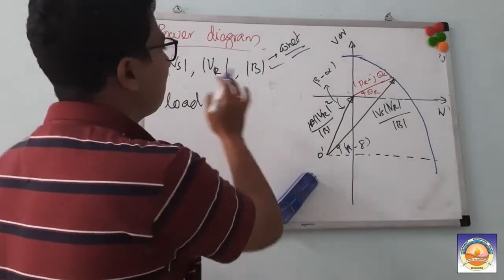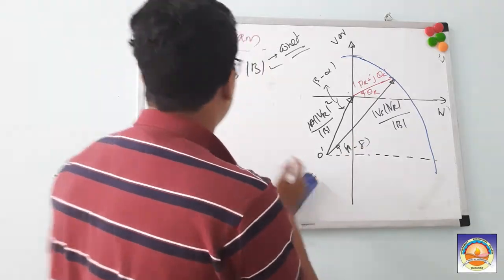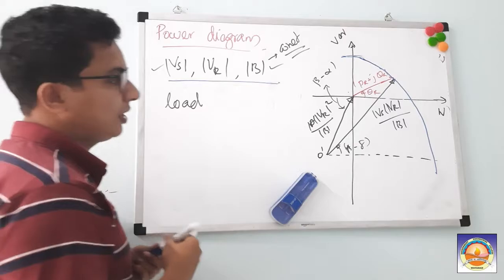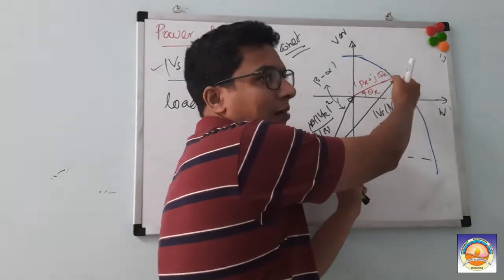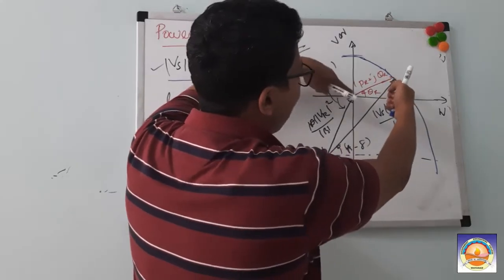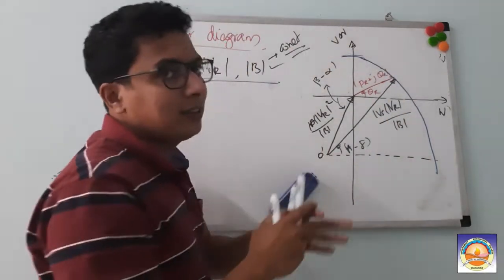And this particular diagram is now called the power diagram. So what is the condition? When my sending end and receiving end voltages are constant, then this value Vs Vr by B cannot change. So if at all my load is changing, your PR plus jQR can move, but keeping the Vs Vr by B axis constant.